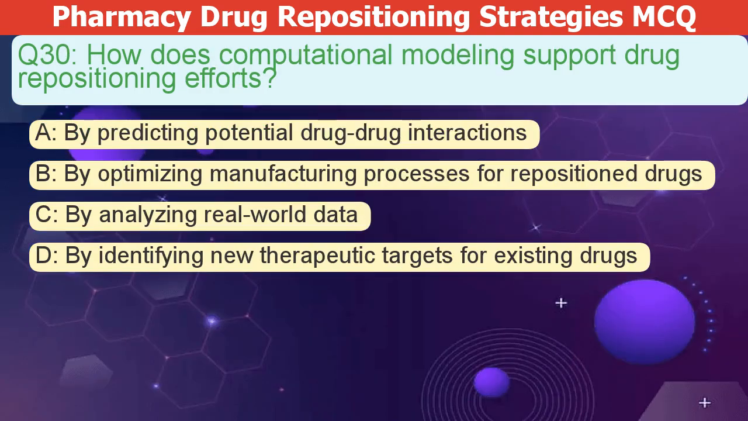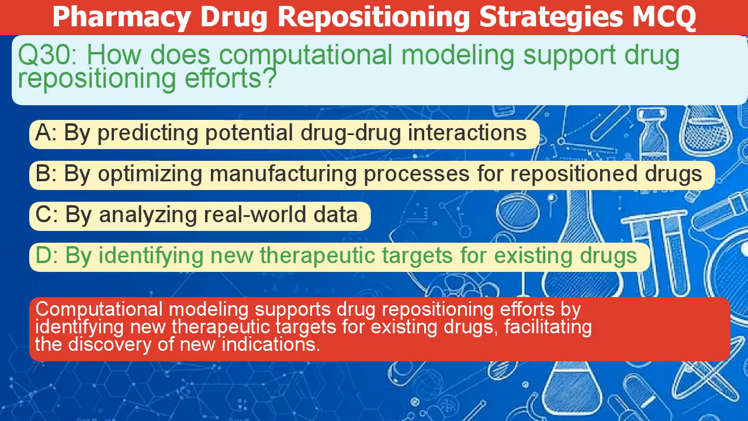How does computational modeling support drug repositioning efforts? A. By predicting potential drug-drug interactions. B. By optimizing manufacturing processes for repositioned drugs. C. By analyzing real-world data. D. By identifying new therapeutic targets for existing drugs. The correct answer is D.